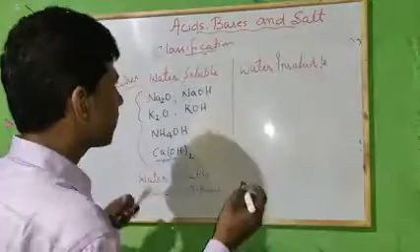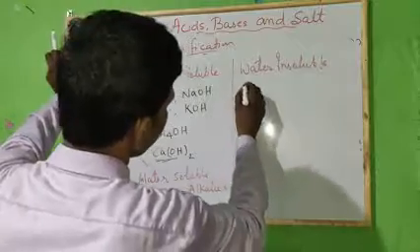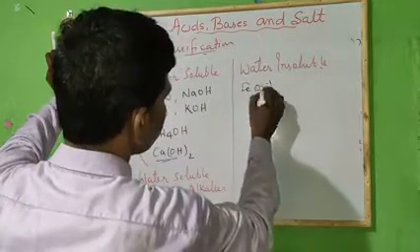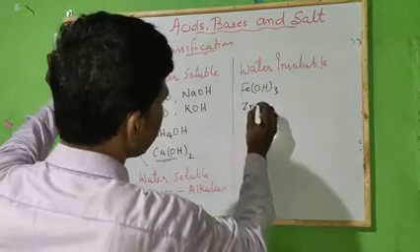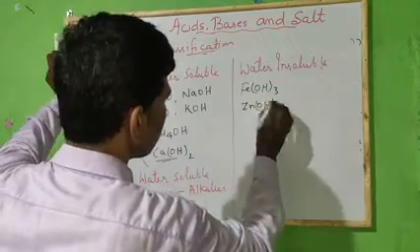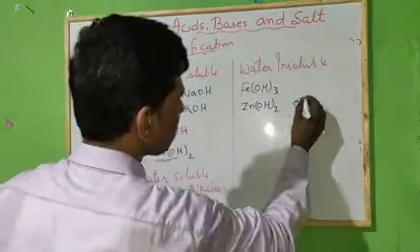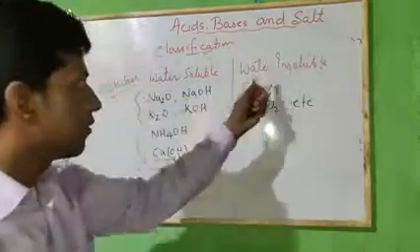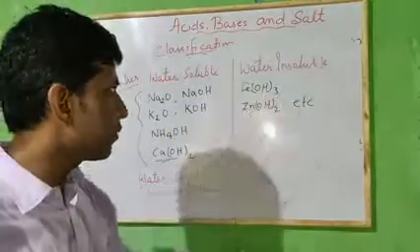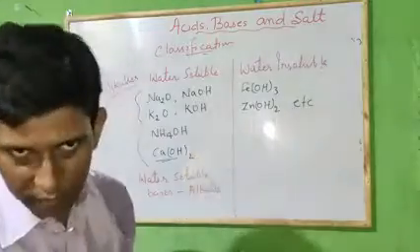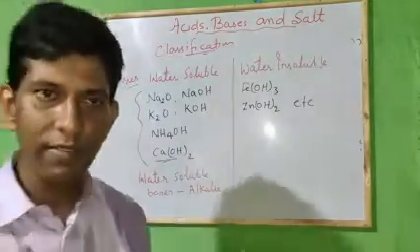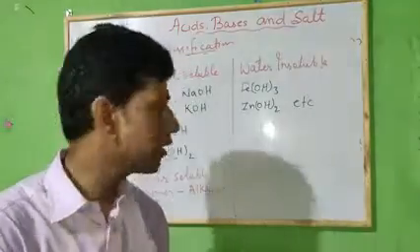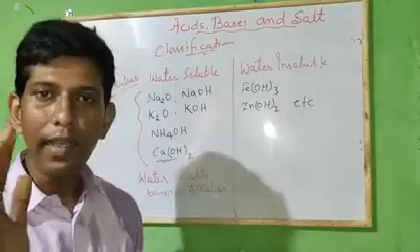So you can write many examples. Suppose we are writing Fe(OH)3. Clear? You can write Zn(OH)2. The examples that I have written there are only bases. They are not alkalis. What is the condition for alkali? If the bases dissolve in water, then we can say the bases are alkalis.